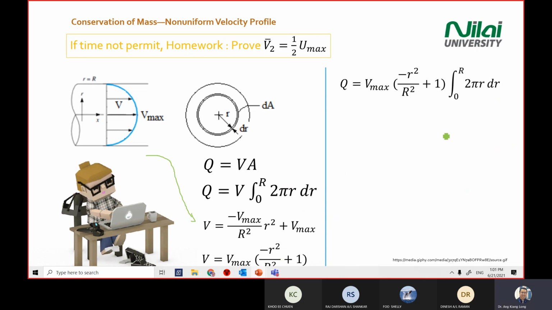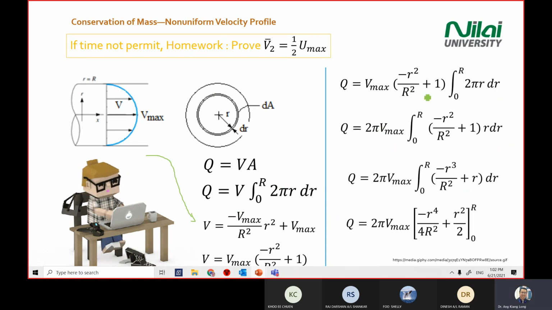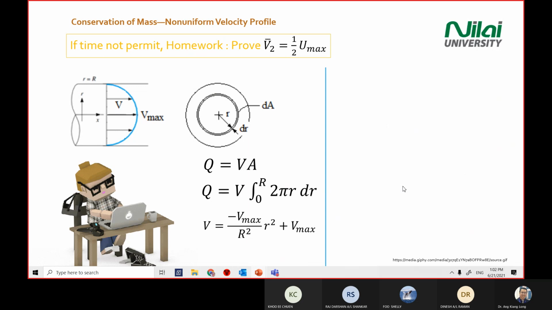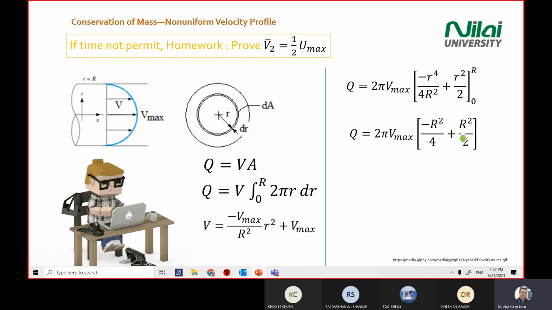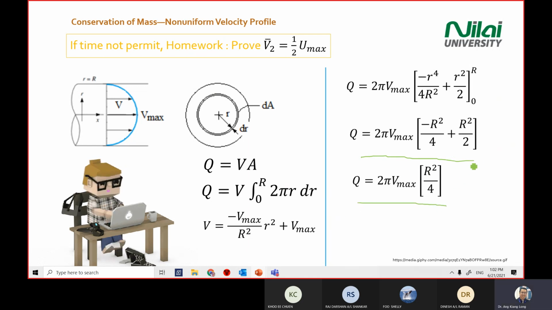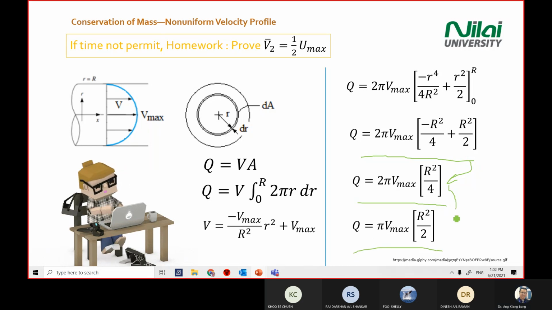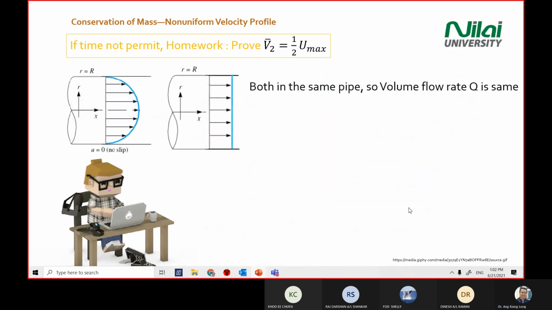So you just continue doing the integration. Okay, I will skip the detailed explanation; you look at the slides. At the end, you do the integration steps. You substitute the r and 0 inside there, and you get this form. Okay. You simplify the equation and you get this one. You equate both Q, and simplify further again. Then you move them side by side.